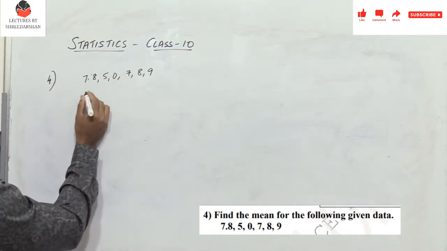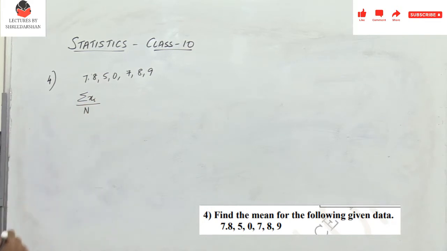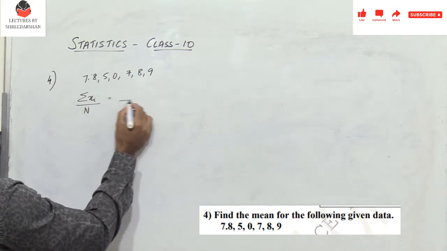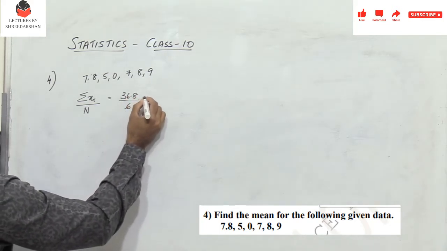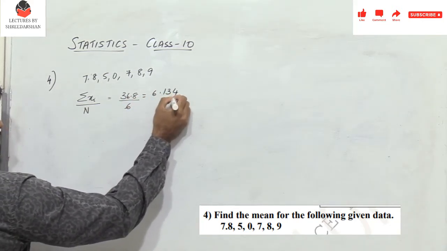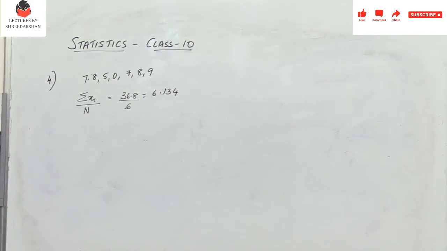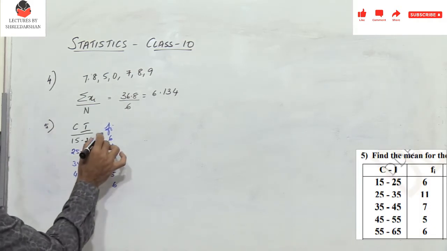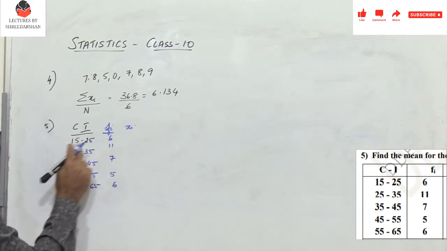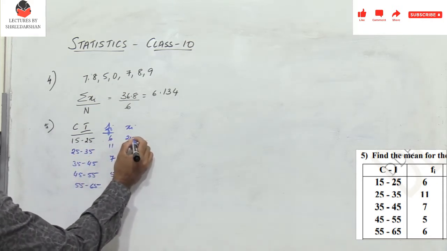So to find the mean for the given data, I just need to add all of them, say sum of xi divided by n. N happens to be the number of events. So you have 1, 2, 3, 4, 5, 6, n is 6. So I add up all of them. When you add up, you get 36.8, so you get it as 6.134. So very simple problem. So now let's move on to a few other problems here. Find the mean. So the class interval is given, the frequency is given. So now to find xi, which happens to be the mid of the class interval, 15 plus 25 by 2, it is 20.